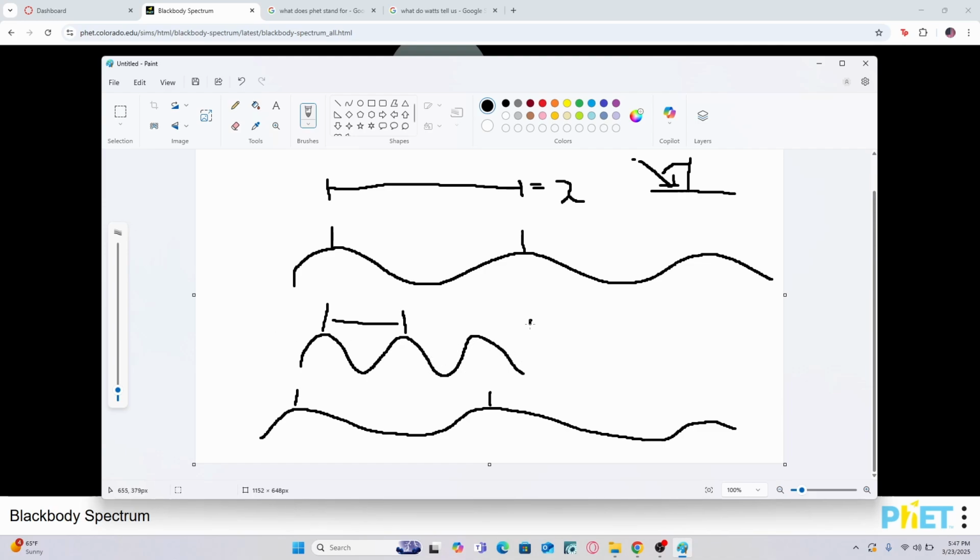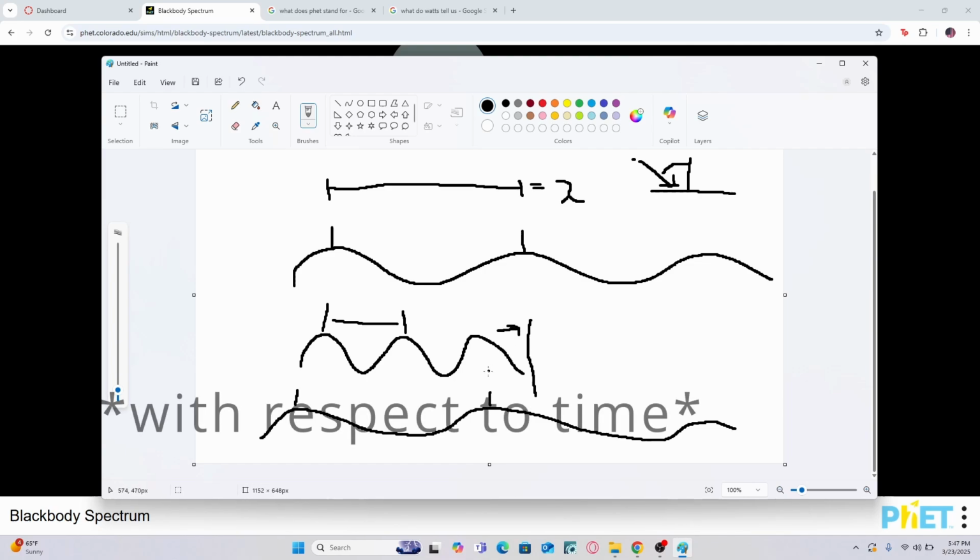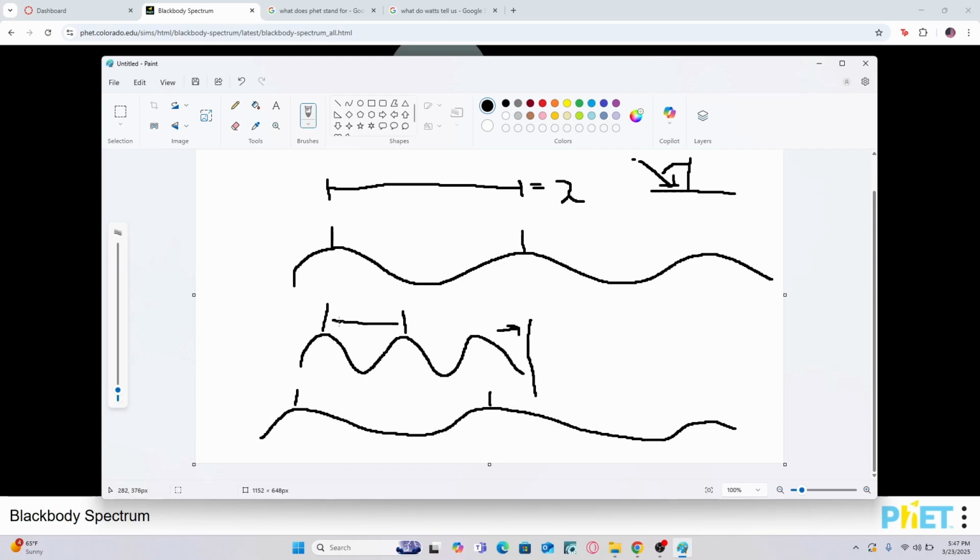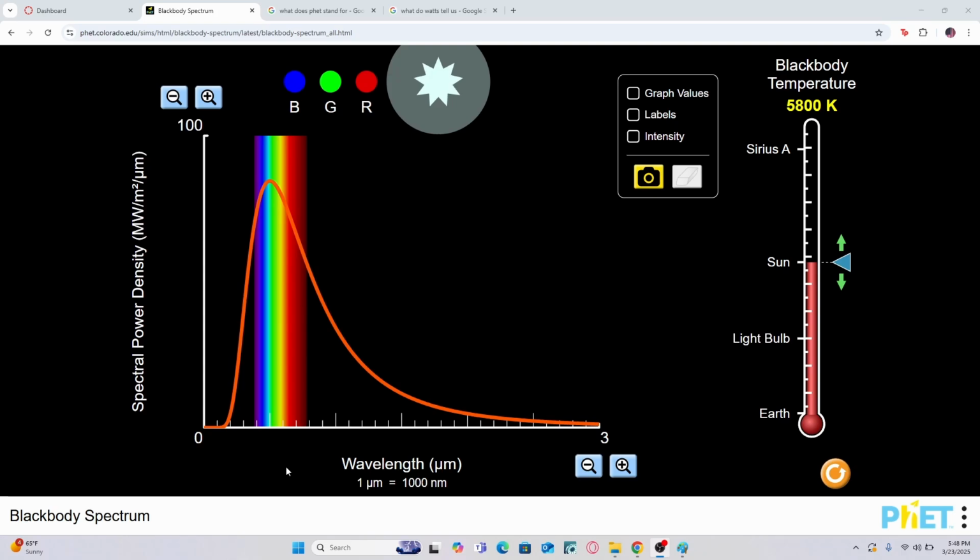Like if you had a wall here, what would be the frequency of these waves smashing into that wall? So a shorter wavelength will mean higher frequency, but also your waves will look like this, whereas a longer wavelength means lower frequency, and your waves will look like this. Okay? That's wavelength. This is in micrometers or microns. Nanometers are more common, but this particular simulation uses microns.